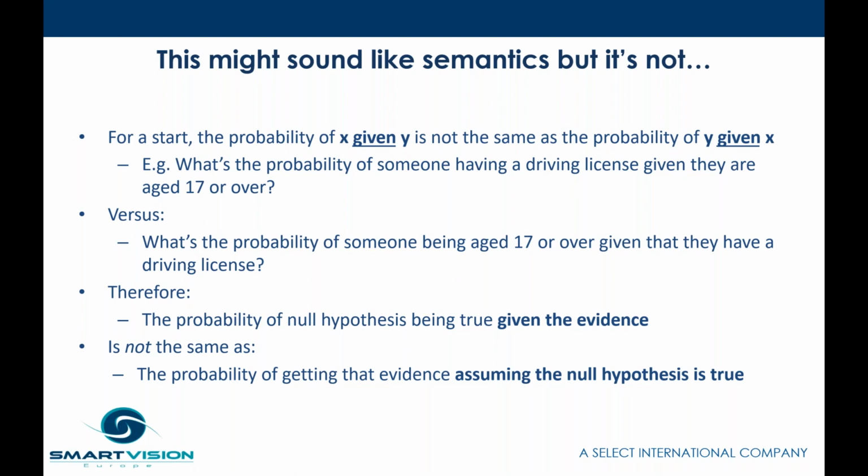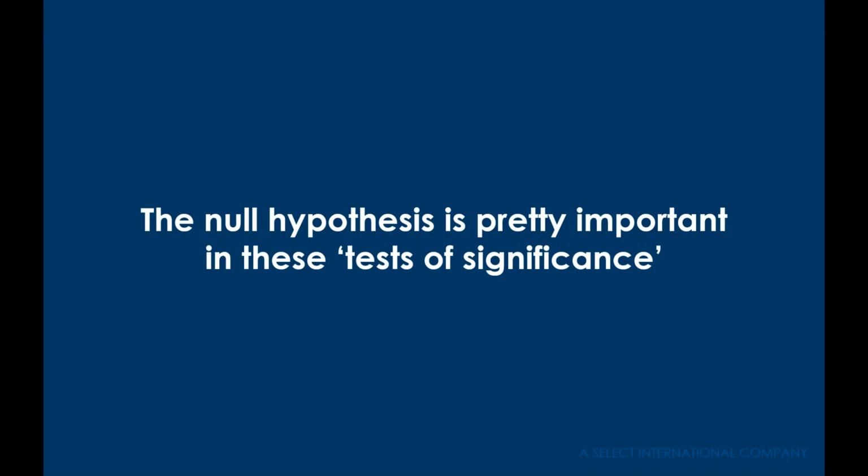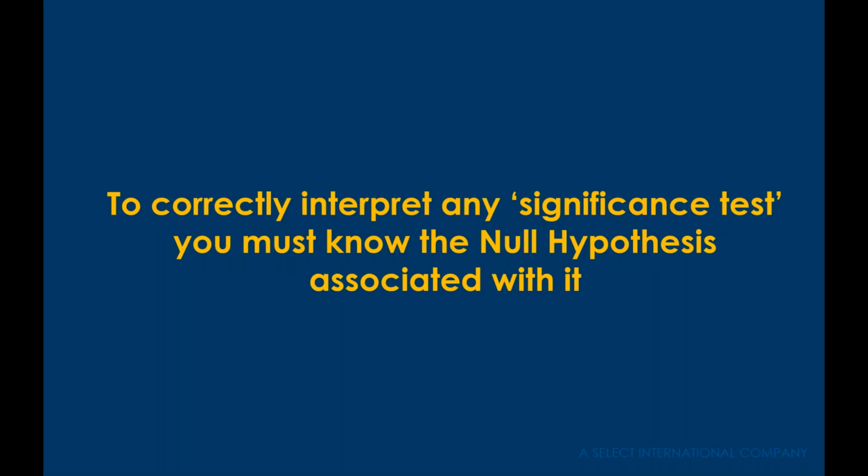Well, if there's 1,000 people in the vicinity an hour before the murder occurred, then there's a relatively high chance that he might be in that area. So it's a very different way of thinking, and it has important ramifications. So the null hypothesis itself is actually pretty important in these tests of significance, because that is what anchors our thinking. And to correctly interpret any significance test, you're going to need to know the null hypothesis associated with it.